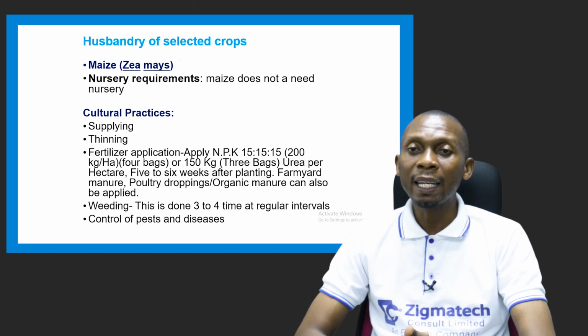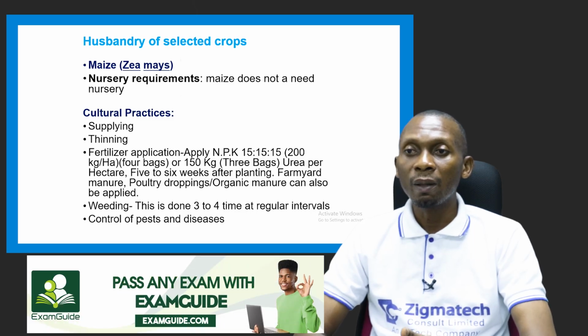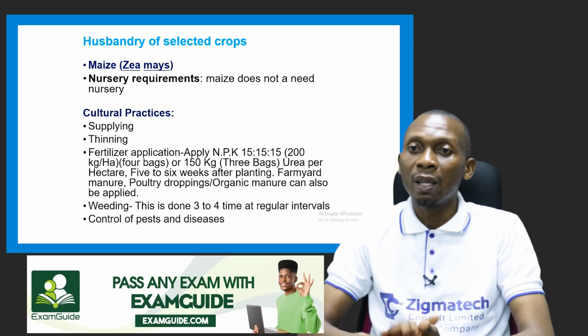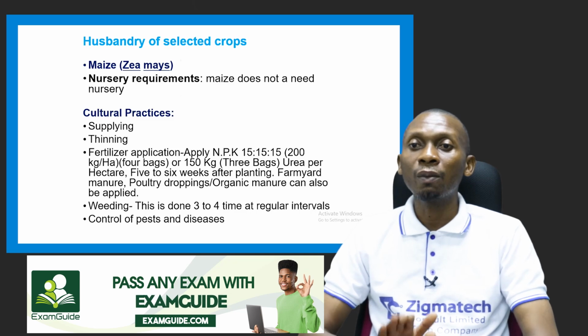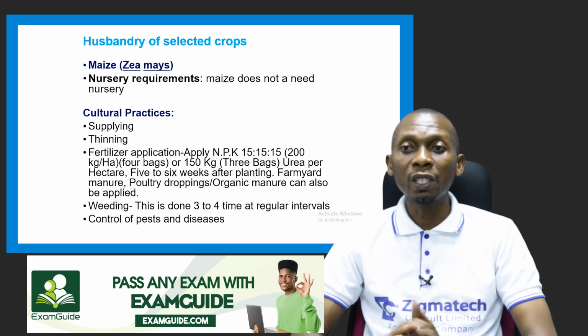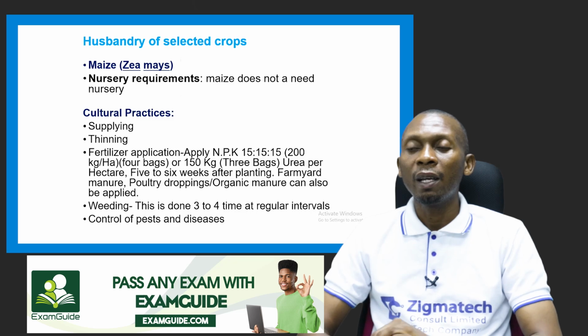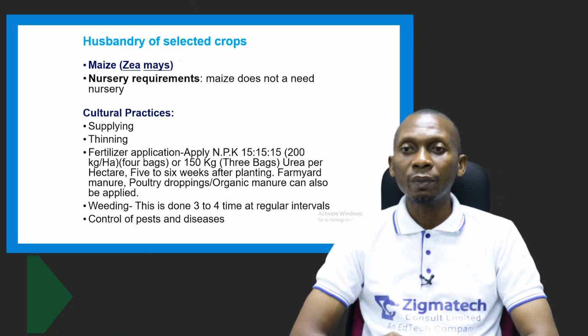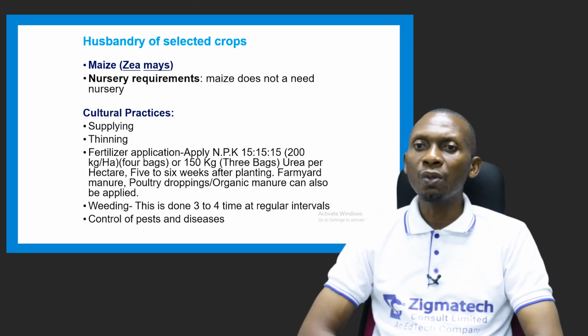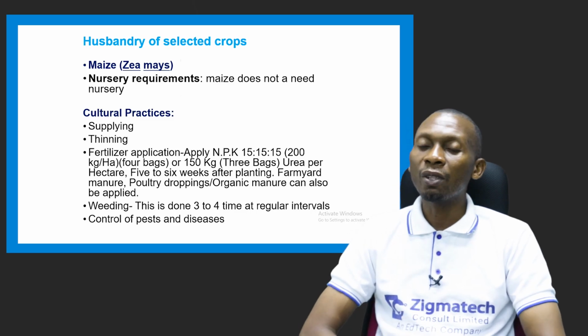We have supplying, that's to replace seeds that fail to germinate, thinning, removal of weak plants, and fertilizer application. We have NPK, 200 kg per hectare, which is about 4 bags, and urea, 150 kg per hectare, which is 3 bags, 5 to 6 weeks after planting. Then farmyard manure can be used. Poultry droppings, organic manure can also be used.